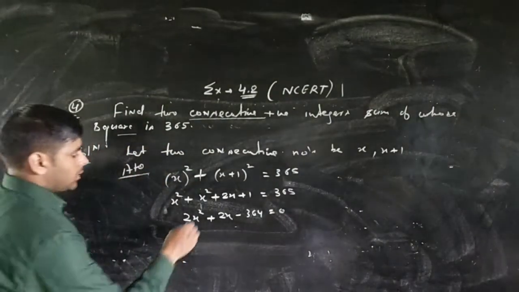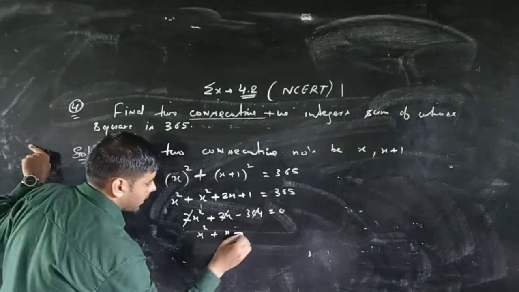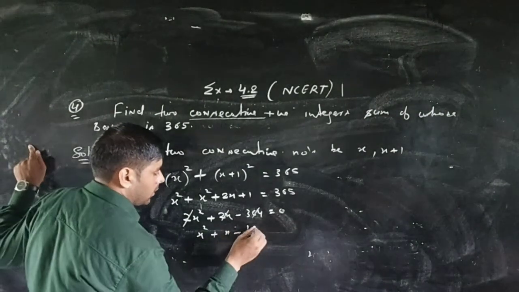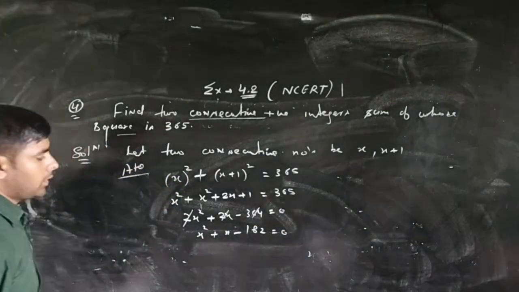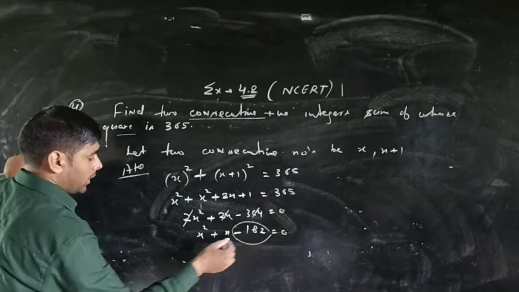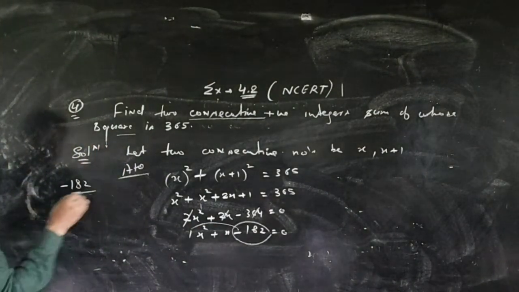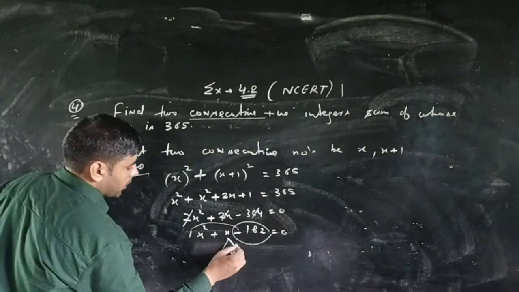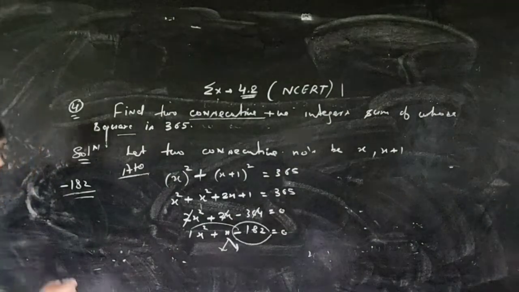Now dividing by 2 on both sides, x square plus x minus 182 equal to 0. Multiplying the minus 182 into 1, we split the middle term into two parts so that their sum is 1 and their product is minus 182.